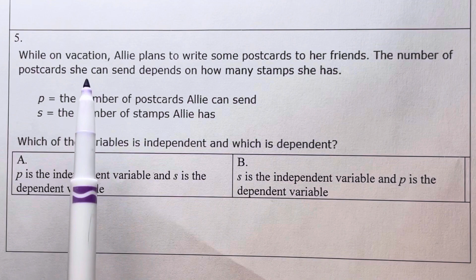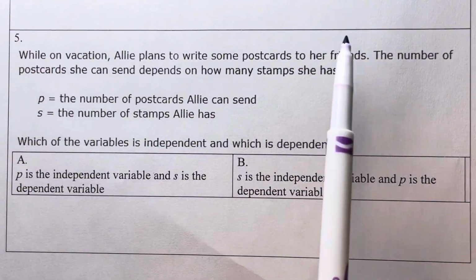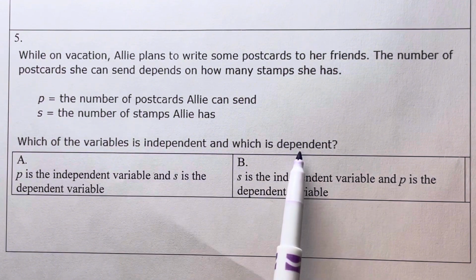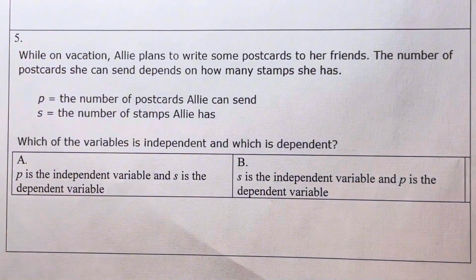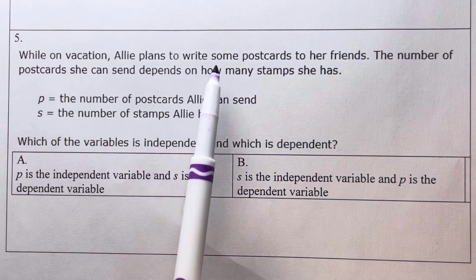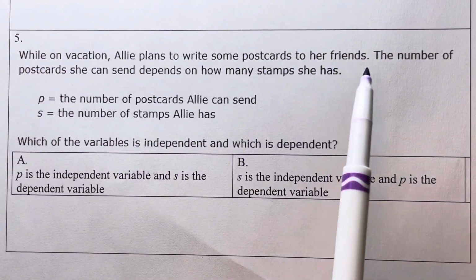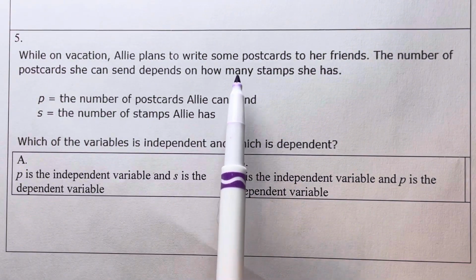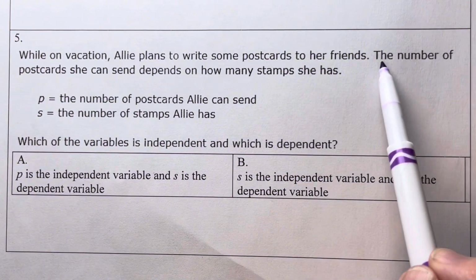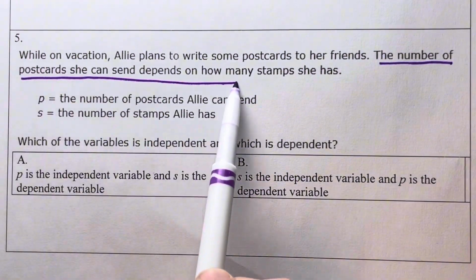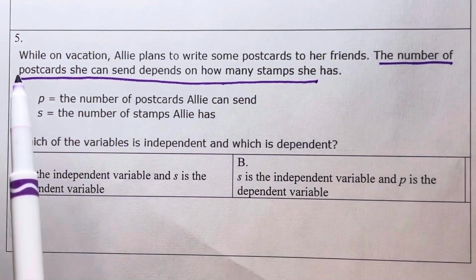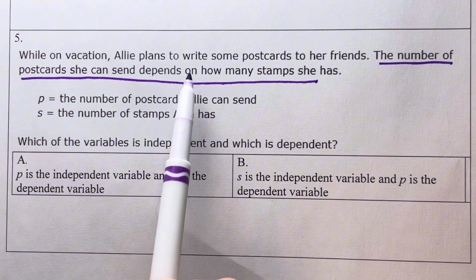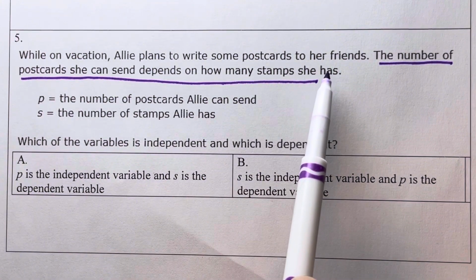On our fifth and final example, we will again look at a real-world situation and then determine the variables as being independent or dependent. So while on vacation, Allie plans to write some postcards to her friends. That's very nice of her. The number of postcards she can send depends on how many stamps she has. Okay, so here is the cause and effect relationship. The number of postcards that she can send depends on how many stamps she has.